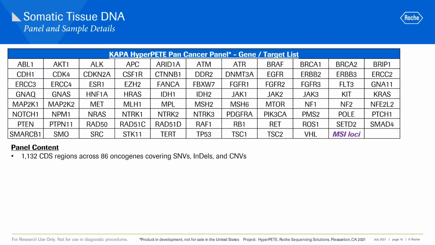This panel covers 1,132 CDS regions across 86 oncogenes, covering single nucleotide variants, insertions and deletions, and copy number variants. It also contains 190 MSI loci for characterizing MSI status of samples, and this is denoted in purple. The capture panel size is approximately 300 kb, and this is the upper end of our panel sizes at launch.